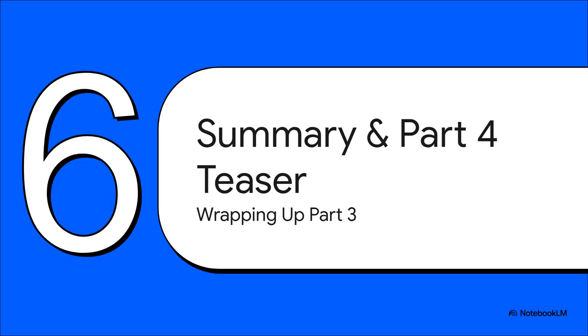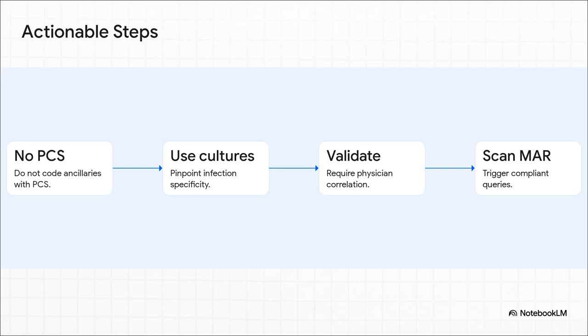Let's wrap things up. Section 6, Summary, and Part 4 Teaser. Let's quickly recap our actionable steps for today. Step 1. Never assign PCS codes to inpatient ancillary tests or routine nursing medication administrations. 2. Always dive into those lab cultures and sensitivities to pinpoint the exact specificity of infections. 3. Keep the clinical correlation rule in mind. You must validate any abnormal radiological or lab findings with explicit written physician documentation. And 4. Always scan the MAR for those medication clues to trigger compliant, non-leading CDI queries. Doing this ensures the most accurate DRG assignment possible.